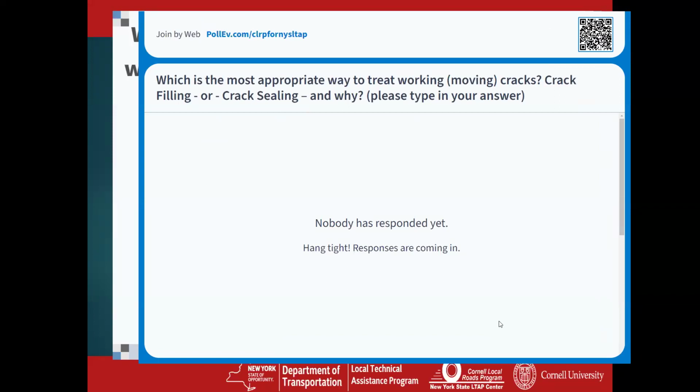Now we're going to switch gears. Just a quick question though, to make sure we're all on the same page. What's the best way to treat moving cracks? Crack filling or crack sealing, and why?